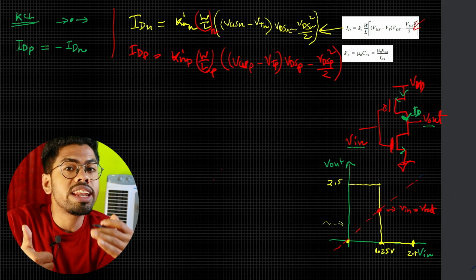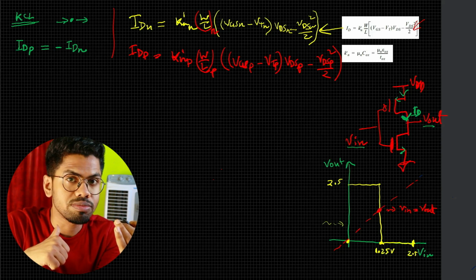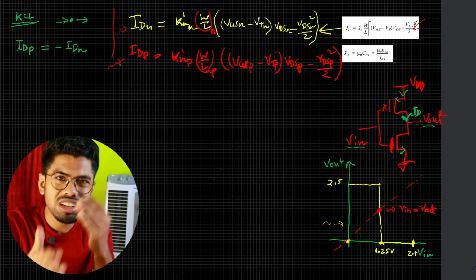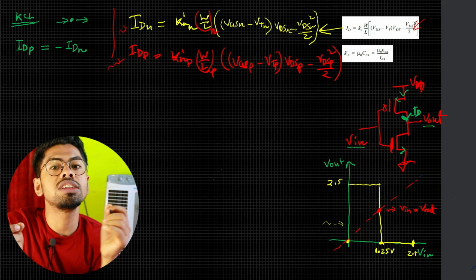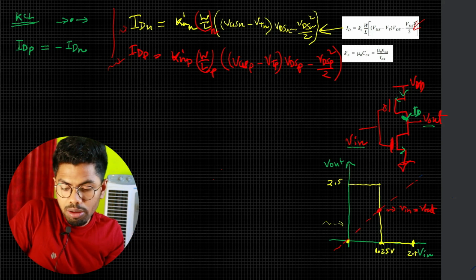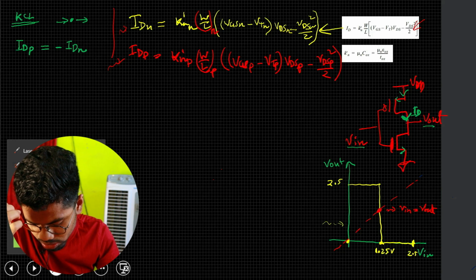And who is deciding our mid? That is when we have V in equal to V out. So probably in these two equations, we do some trick to get that thing, like when V in equals V out, what is your W by L for PMOS and NMOS? That's our aim here. So before going to that aim, let us quickly write down all the things.